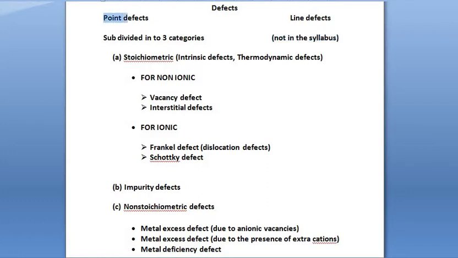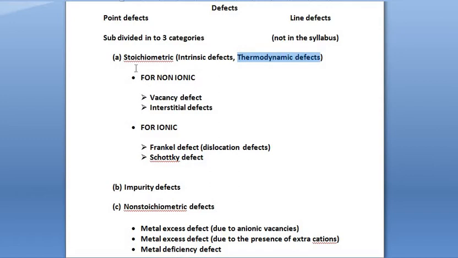The point defects are subdivided into three categories. The first category is stoichiometric, the other category is impurity defect, and the last category is non-stoichiometric defect. In the last video lecture we saw the stoichiometric defects, also known as intrinsic defects and thermodynamic defects.